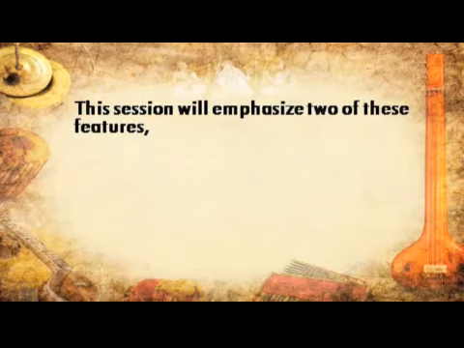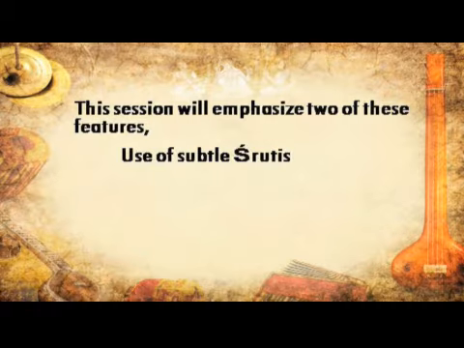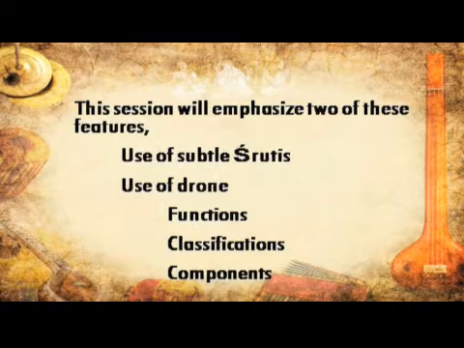Some of the features that contribute to the distinctive nature of Carnatic music are melodic nature, use of drone, use of subtle shrutis, presence of gamakas, various ragas, emotive content, improvisation, structure of tala, insignificance of notation during performance, musical instruments, significance of devotion. This session will emphasize two of these features in detail, namely use of subtle shrutis and use of drone, their functions, classifications, components.